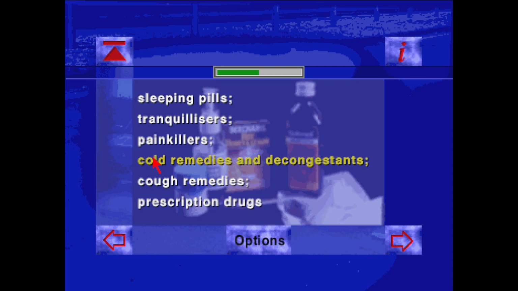Some cold remedies and decongestants contain amphetamines and antihistamines, and these should be avoided. Never drive after taking nighttime cold remedies. They're intended to knock you out. Some cough remedies contain opiates and other drowsiness-inducing substances. Take care. When you're prescribed any drugs by a doctor, always ask whether it's safe to take them before you drive.